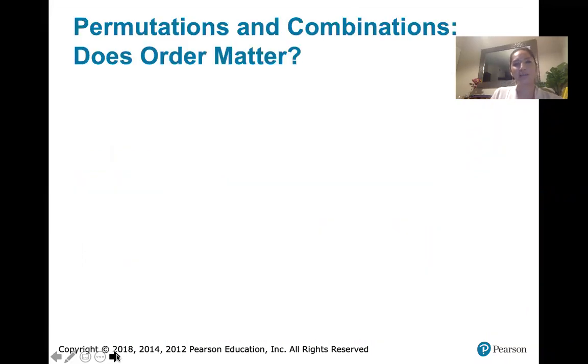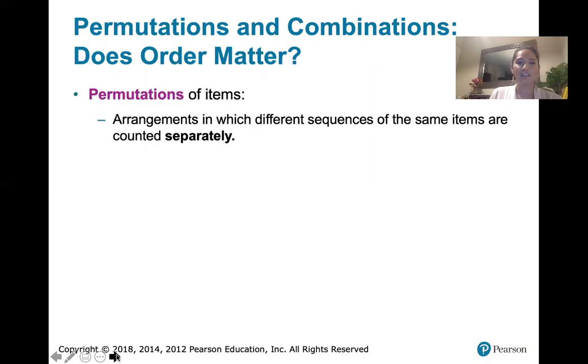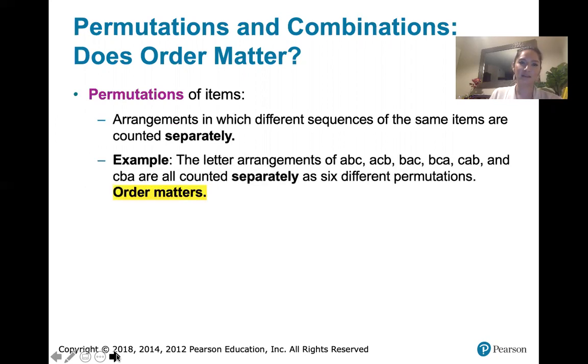So if you're trying to decide between permutations and combinations, what you're really asking yourself is, does order matter here? Both of them are arrangements of items, but with permutations, order matters, and with combinations, order does not matter. So with permutations, we're thinking about arrangements of items in which different sequences of the same items are counted separately. So let's say you have the letters A, B, and C.